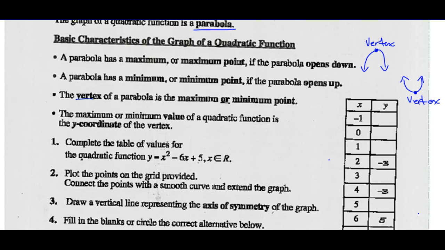The maximum or minimum value of a quadratic function is the y-coordinate of the vertex. So this point will have an ordered pair x and y. In both these cases on the graph, the y-coordinate will be the maximum value in one case, or the minimum value in the other.